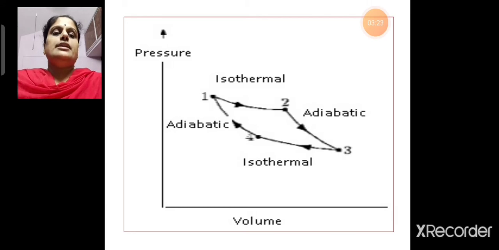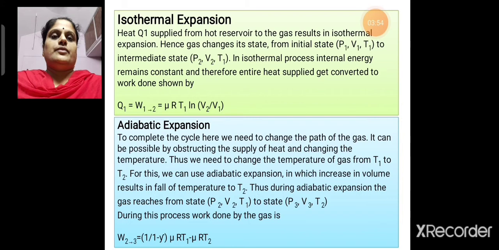This is the PV diagram for an idealized Carnot engine. You can see from the figure, the process from 1 to 2 is isothermal expansion, 2 to 3 is adiabatic expansion, 3 to 4 is isothermal compression, and 4 to 1 is adiabatic compression. So let us discuss in detail these four processes.